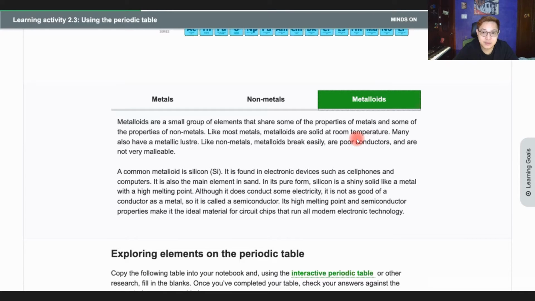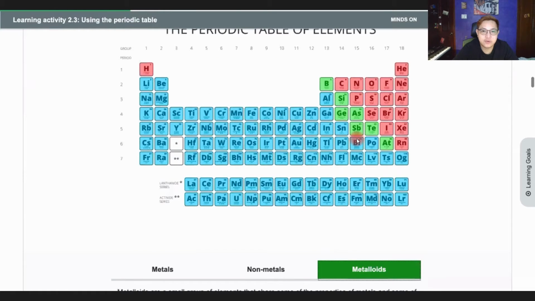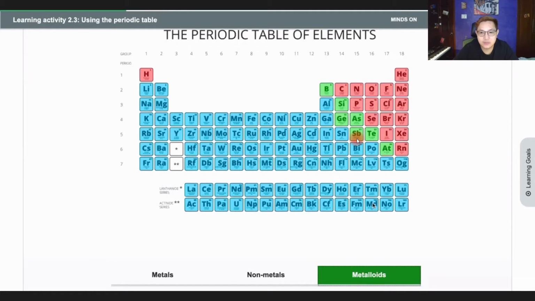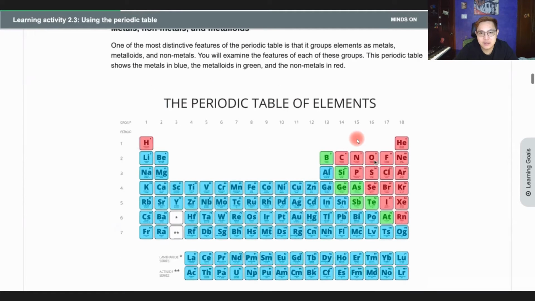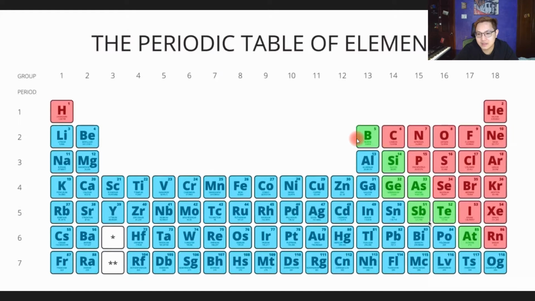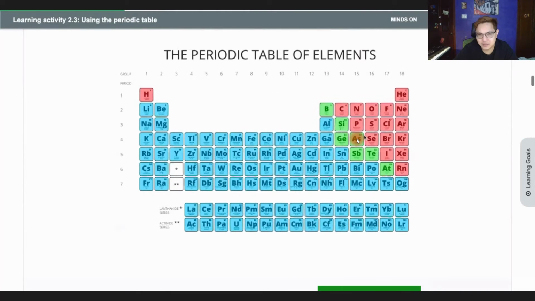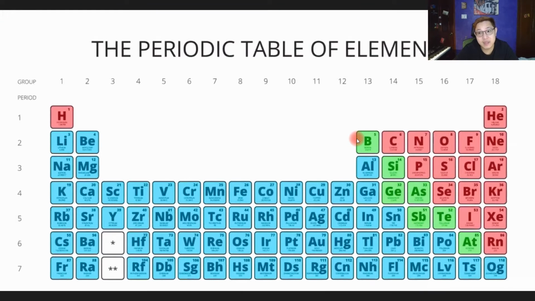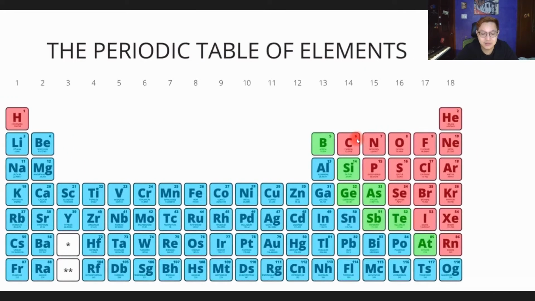For example, if you scroll up a little bit, you can see the ones in green: boron, silicon, germanium, arsenic, antimony, tellurium, and astatine. The names are just so small. Anyway, those green ones are basically what they call metalloids. They behave like non-metals, and they also behave like metals.